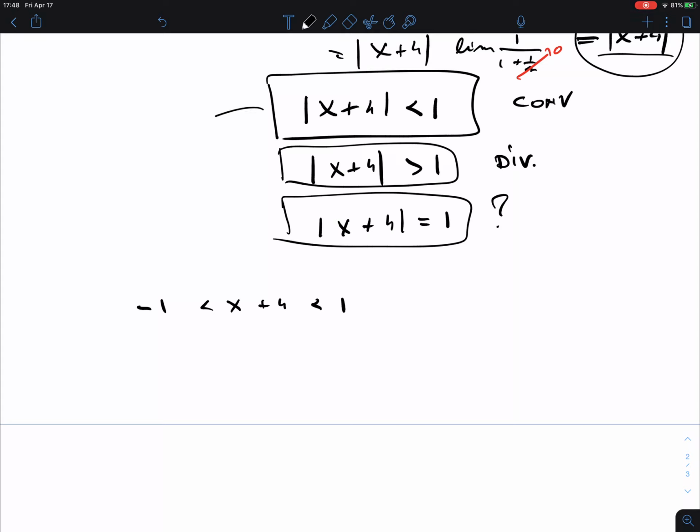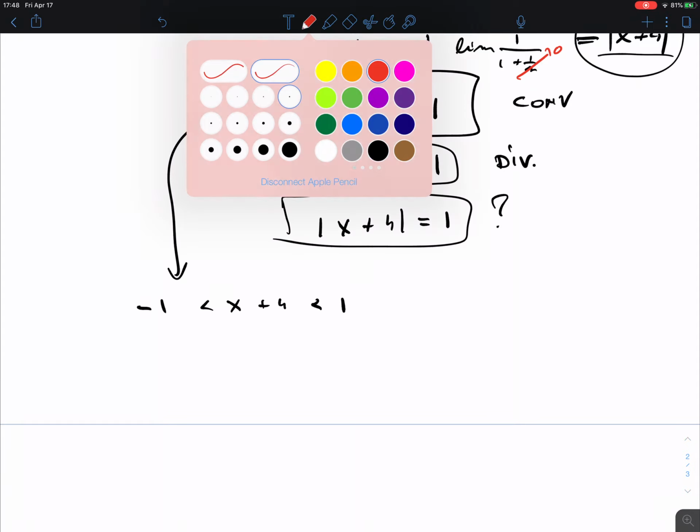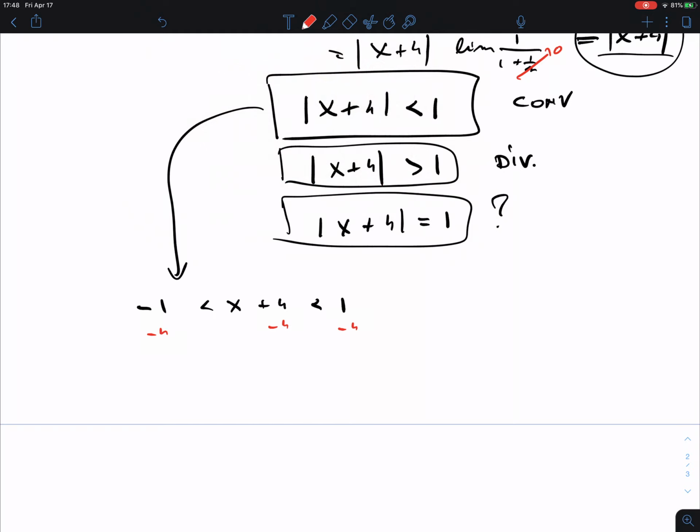That's this inequality, so I'm writing this up. And now I can solve for x by subtracting 4 everywhere. So I do -4, -4, -4, and so I conclude that this is -5 less than x less than -3. So we get here a range, an interval between -5 and -3. If I put this on the line here, so here would be -5, here would be -3. Okay, and so our interval of convergence, this is where we know that we have convergence. And we also know that outside we have divergence.